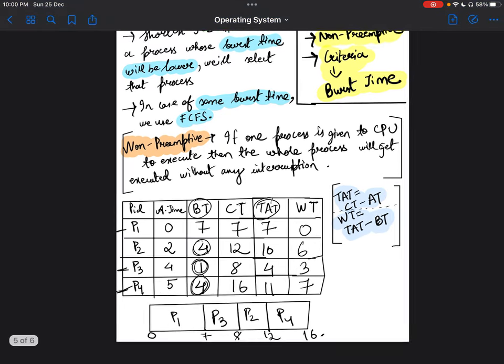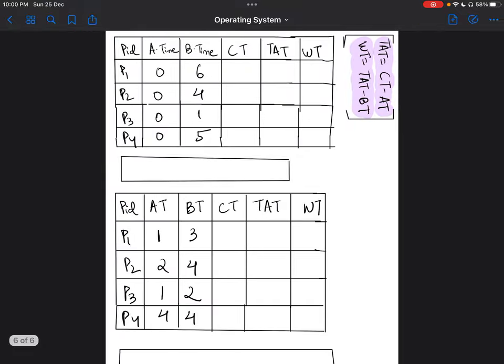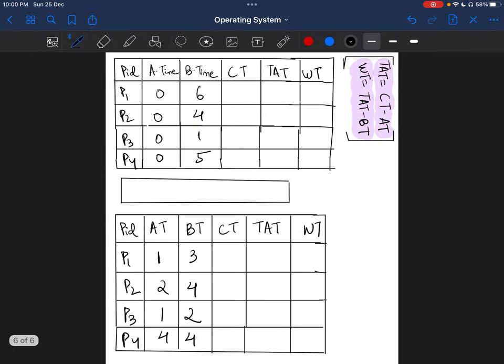It should be easy, nothing should be difficult. Now let's move to the next question. Here we have our next question. Here the arrival time is the same for all, which should be an easy one. If the arrival time is the same, then it's obviously an easy question. So we don't need to think more about arrival time. We'll just go directly to our process.